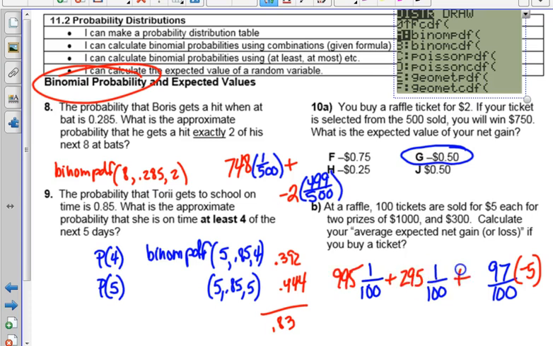Did I do that right, guys? It is 98. 2 winners, so this is 98 out of 100 are losers. Thank you.